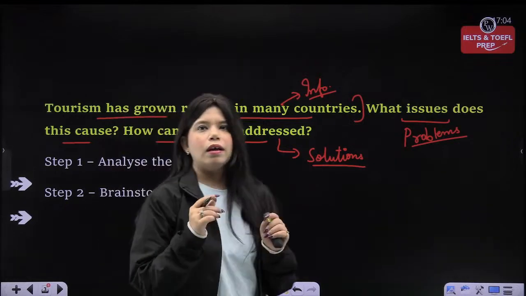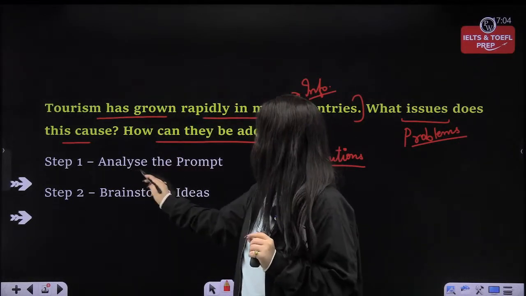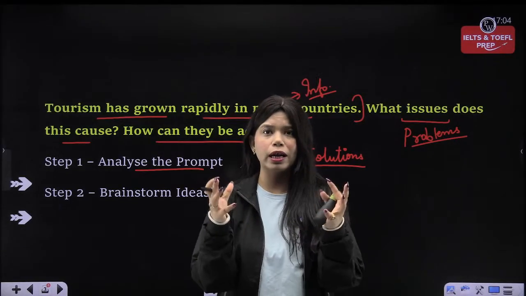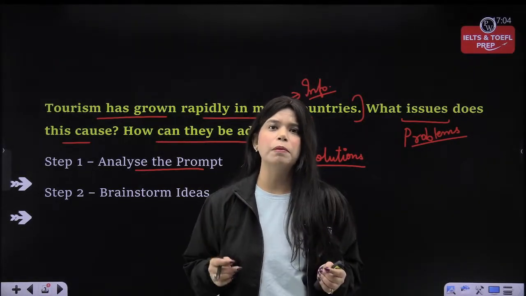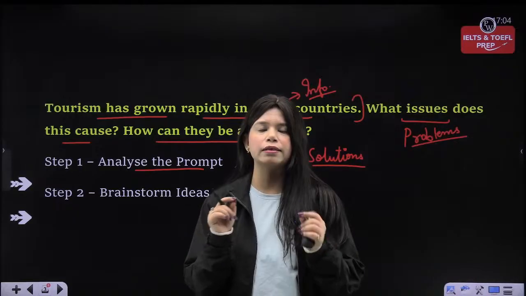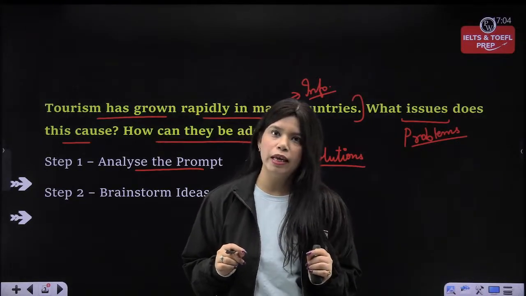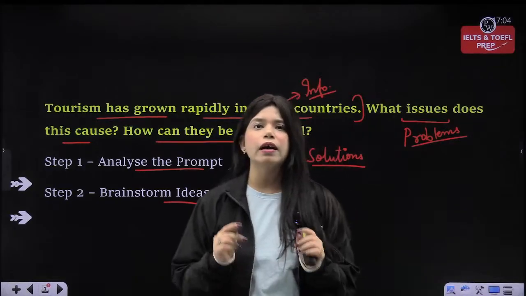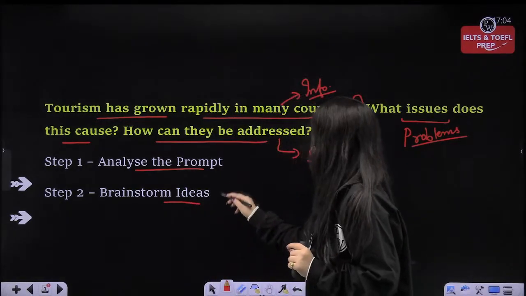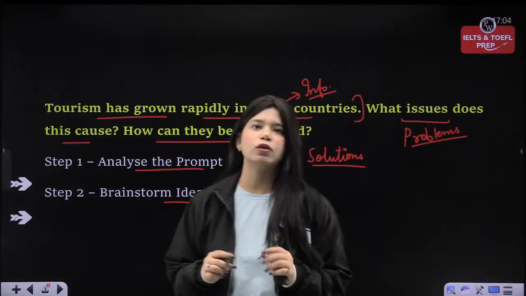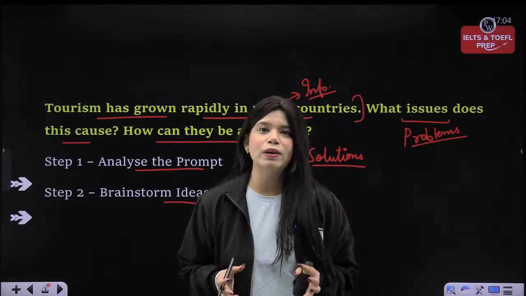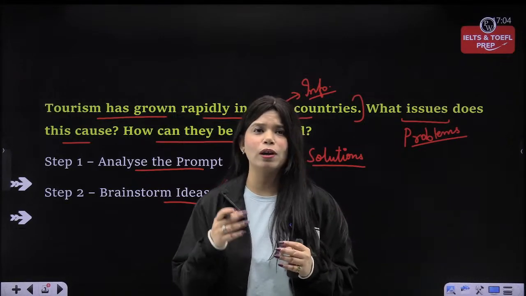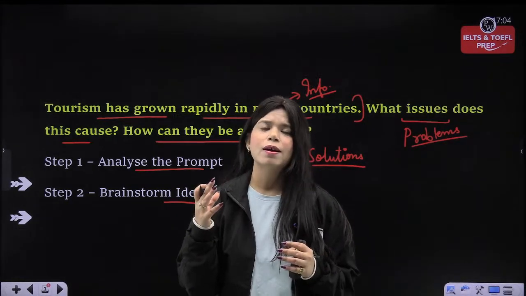Now, I have written analyze the prompt. It is very important. When you get an IELTS essay prompt, your step number one is to analyze the macro details and the micro details very carefully. And then you need to brainstorm relevant ideas. This is extremely important. If you do not brainstorm, if you do not have relevant ideas in your essay, then you stand a very low score. I mean, your chances of getting a high score go down.